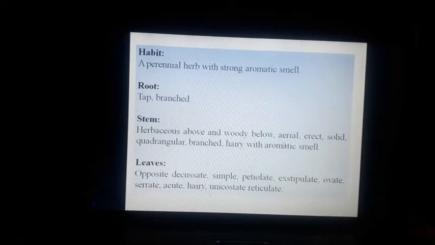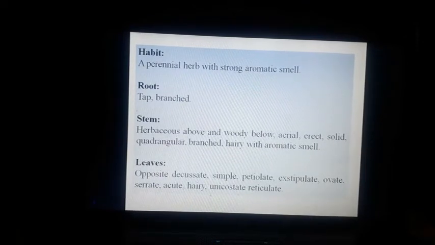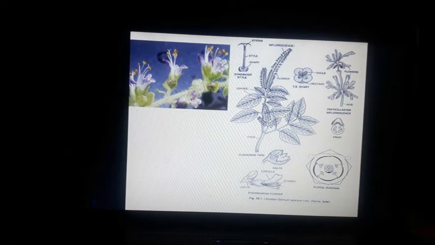Yes, these leaves show that here is the serrate margin. Dentations, small dentations are there. Acute, suddenly acute apex, very sharp leaf at the tip, which is known as the acute leaf. Hairy, unicostate reticulate venation means a single main vein is present. After that it shows the reticulations.